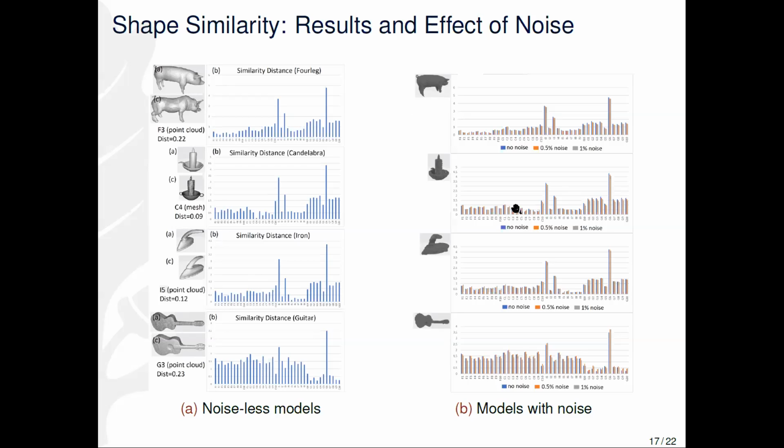And on the right, we see what happens if we add noises on the query model. As we see, the pattern of the distance distribution hasn't changed significantly. And it shows that MDBD is stable in practice.